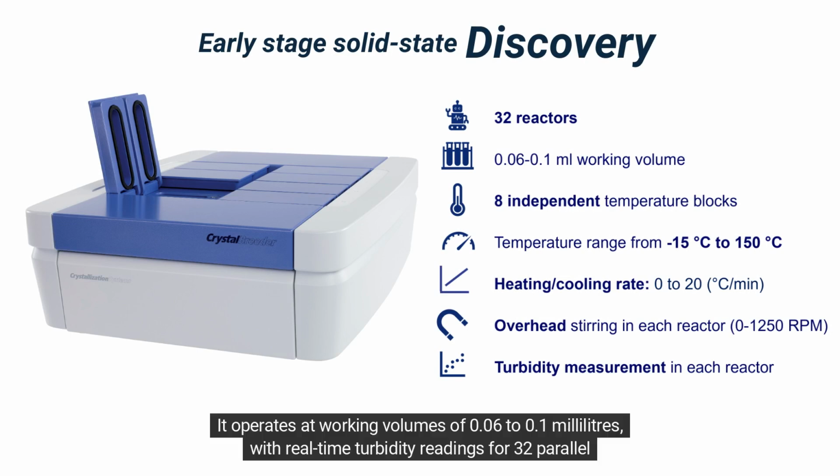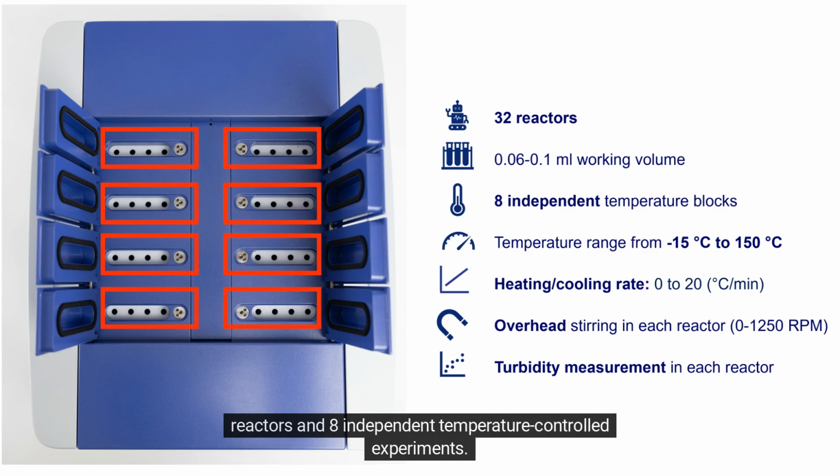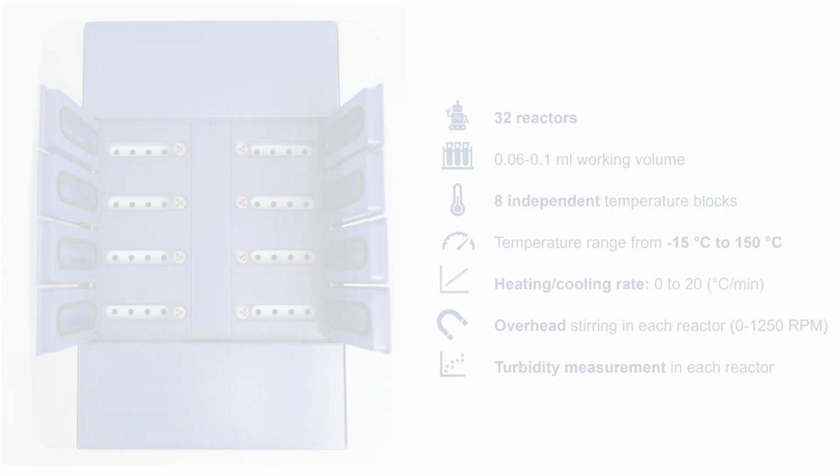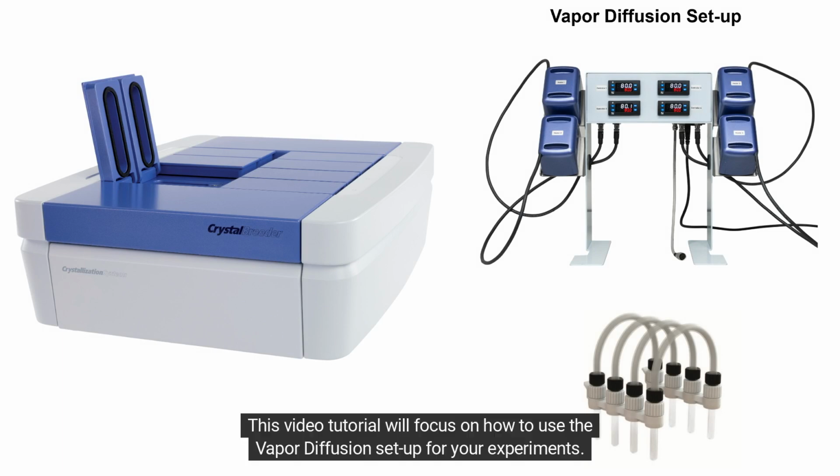It operates at working volumes of 0.06 to 0.1 milliliters, with real-time turbidity readings for 32 parallel reactors and 8 independent temperature-controlled experiments. CrystalBreeder can be operated with different modules using additional setups. This video tutorial will focus on how to use the vapor diffusion setup for your experiments.